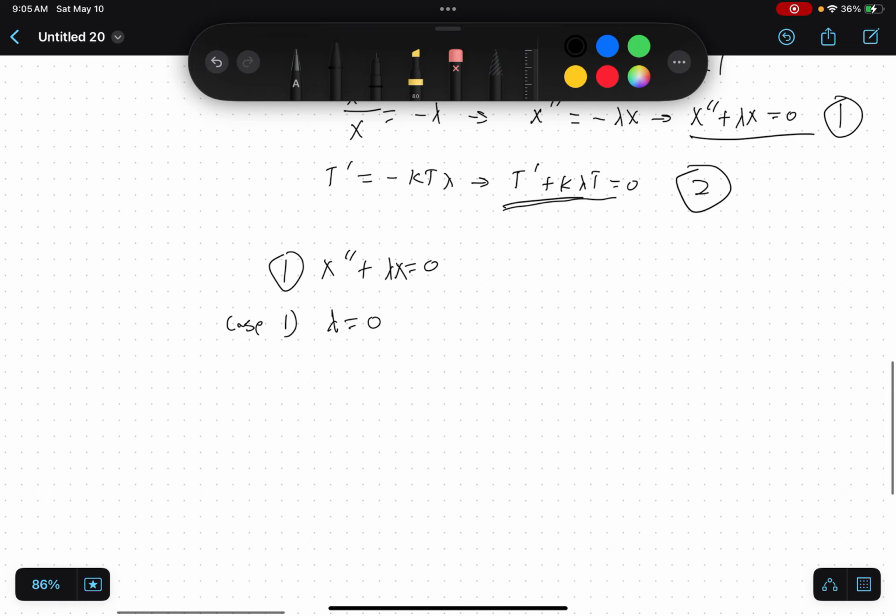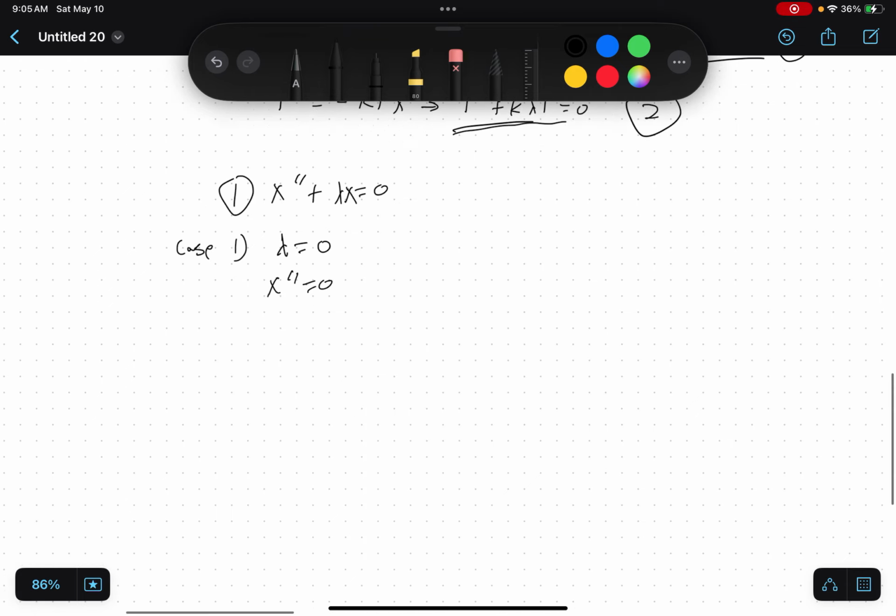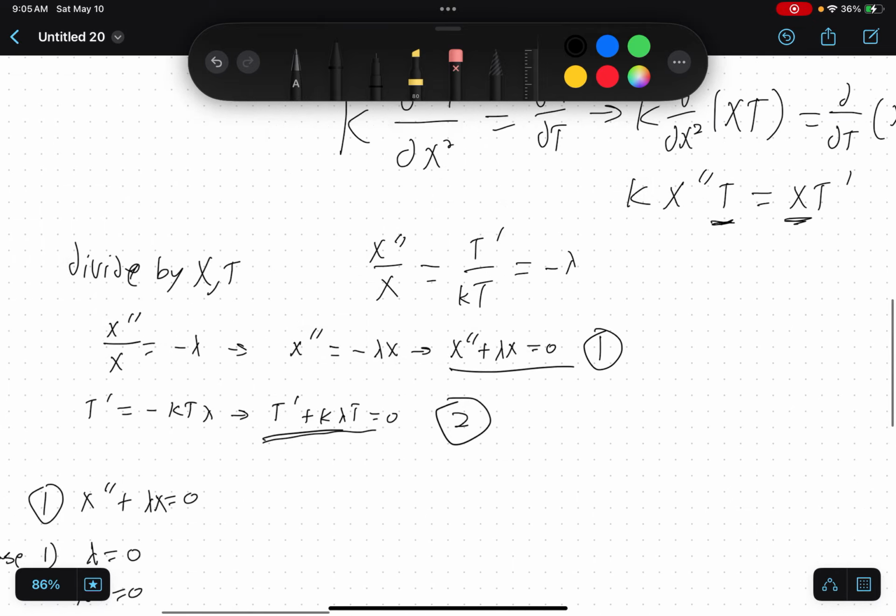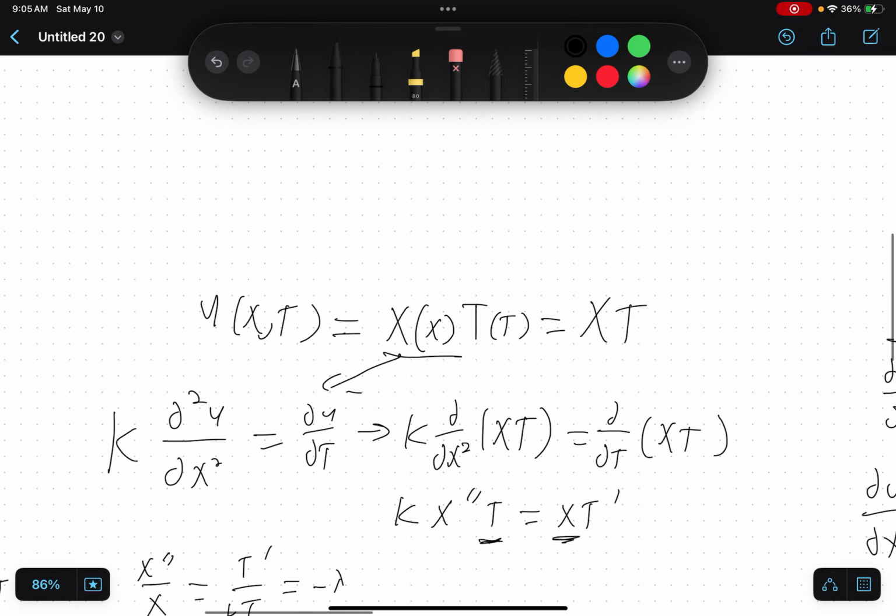So this would mean that we have x double prime equals 0. Integrate it once, x prime equals a. Integrate it again, we have x equals a x plus b. And x over here is still a function, it's not the variable x. It's shorthand for this.